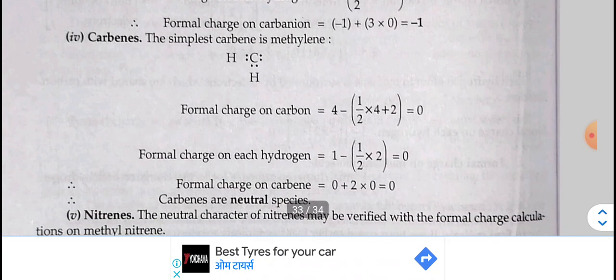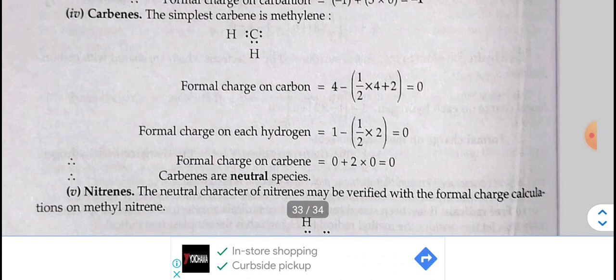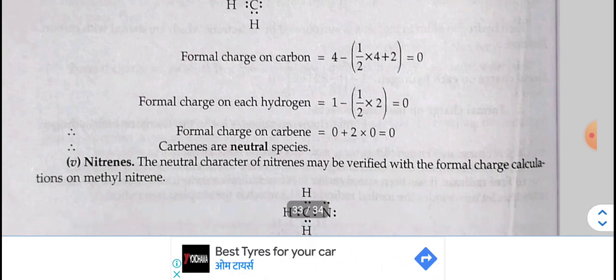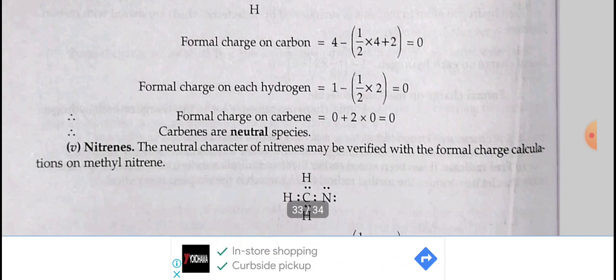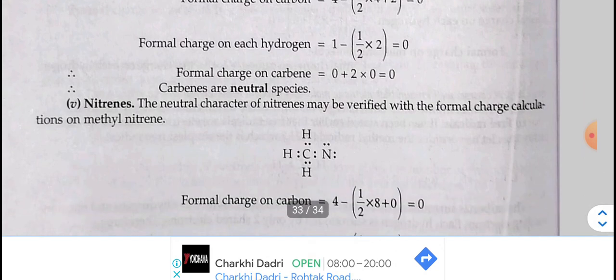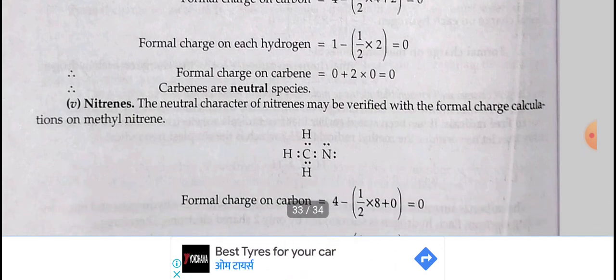Carbene. The simplest carbene is methylene. Formal charge on carbon: 4 minus 1/2 into 4 plus 2 equal to 0. Formal charge on each hydrogen: 1 minus 1/2 into 2 equal to 0. Formal charge on carbene equal to 0. Carbenes are neutral species.